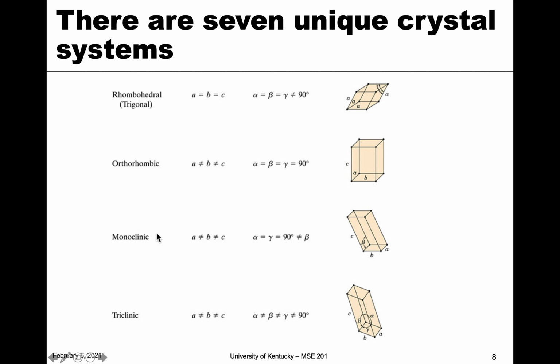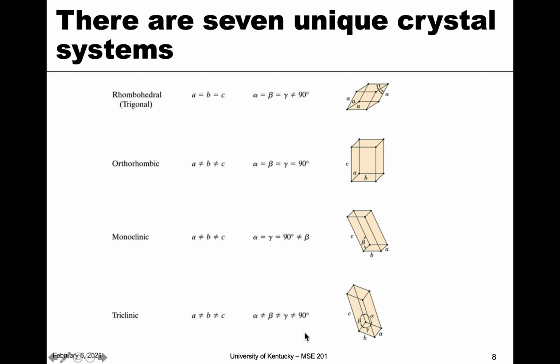Then we have monoclinic, where all of the lengths are different. And then we have two angles equal to 90, and then one of them is not. And then the last one here, triclinic. And this is basically that generic case where none of the lengths are the same, none of the angles are 90 or equal to each other. So this is kind of the most generic structure.